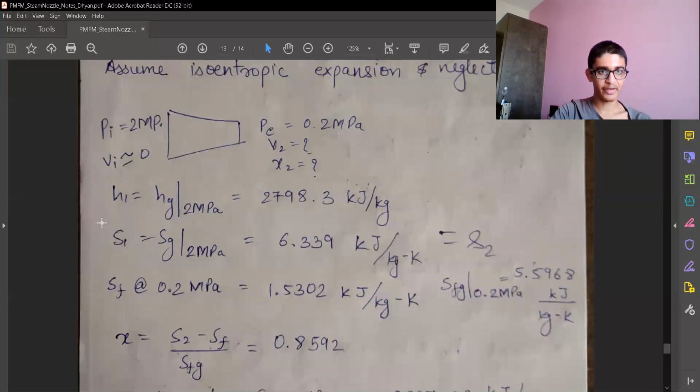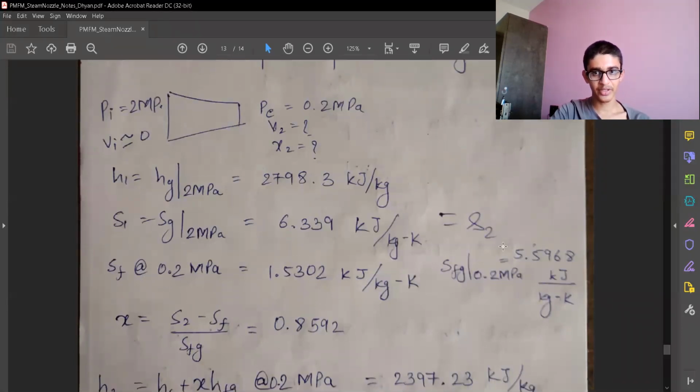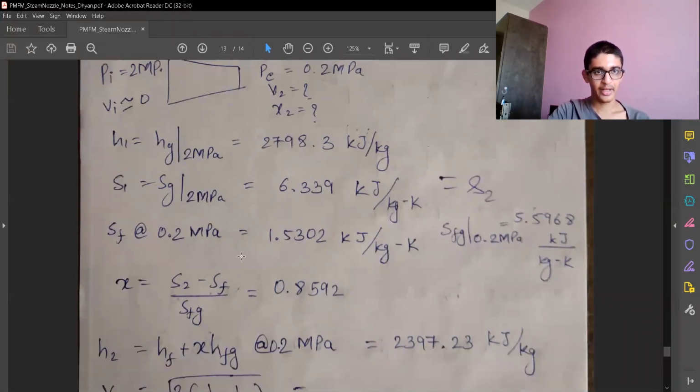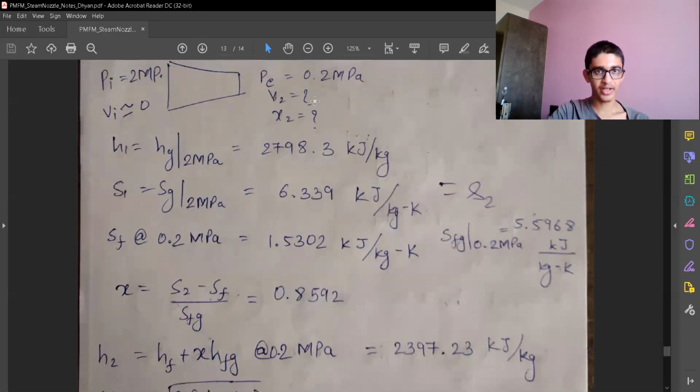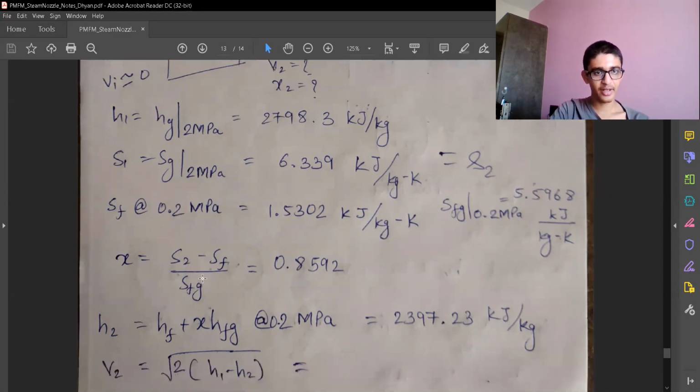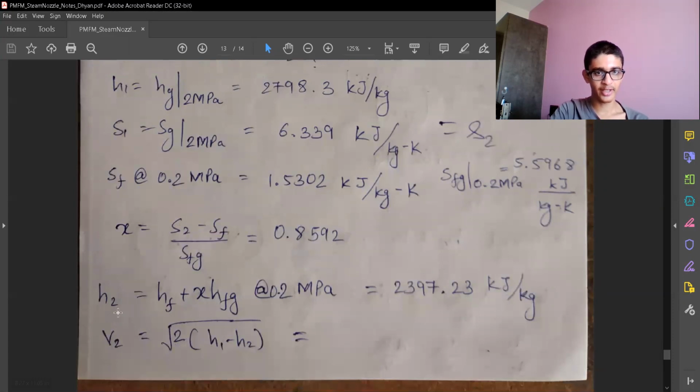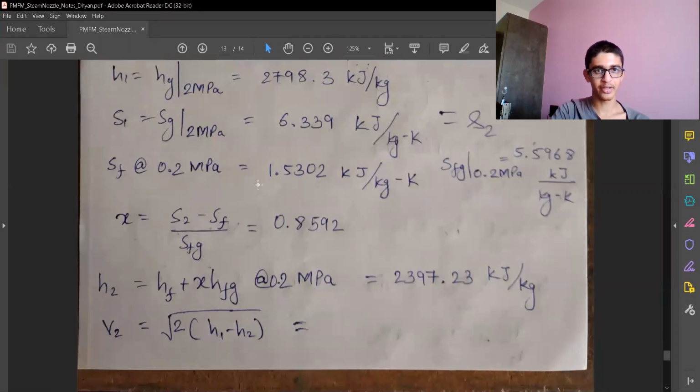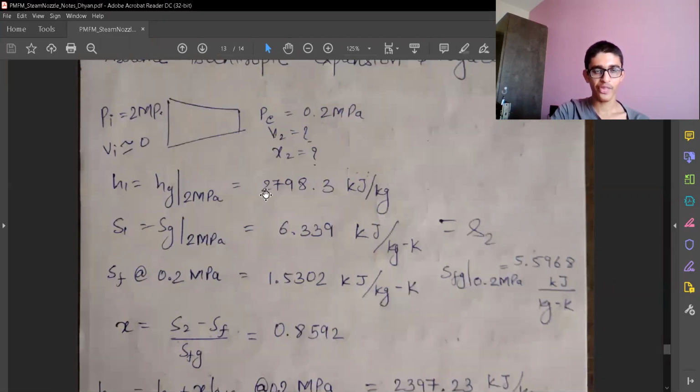So we find S1, that is the same as S2 because of isentropic expansion. And we have two properties at the exit point, that is the pressure and entropy. So we use those two conditions to find the dryness fraction, and we use the dryness fraction to find the enthalpy at exit. We use that to find the velocity at exit. That's all we need to find. We are done.